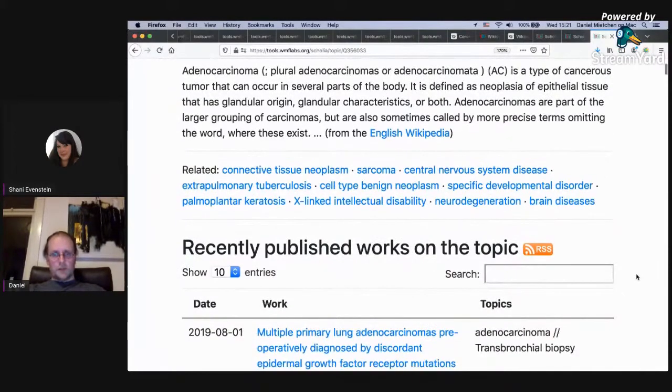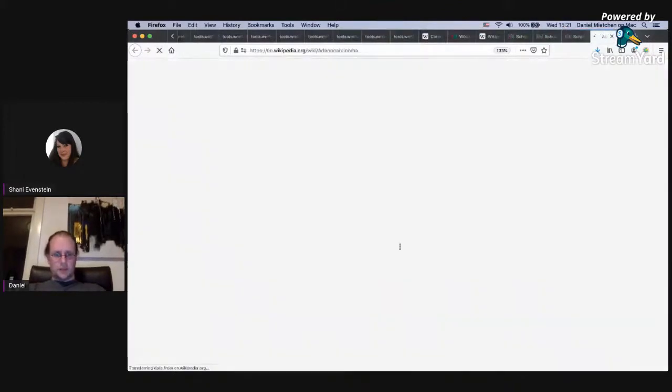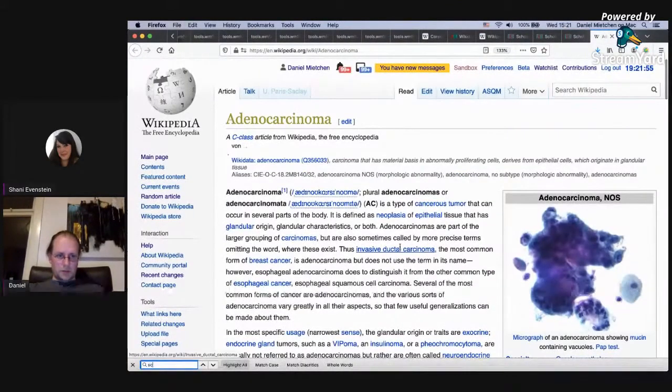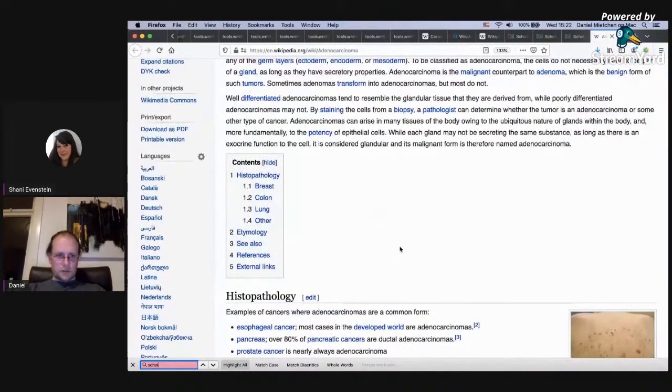So once we're on a profile for a particular topic, like adenocarcinoma, we see on top a link to the English Wikipedia article, which might as well also link back to Scholia. Maybe we should check that. I don't know for this particular topic. So this is the English article, and let's just simply check. Scholia does not link back, but in principle it can link back. Let me just briefly show that.